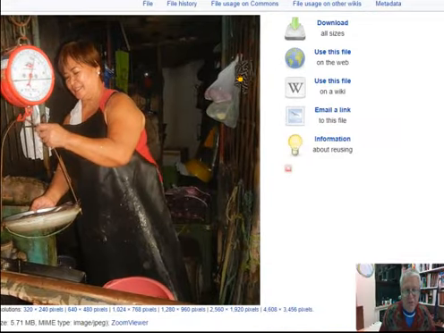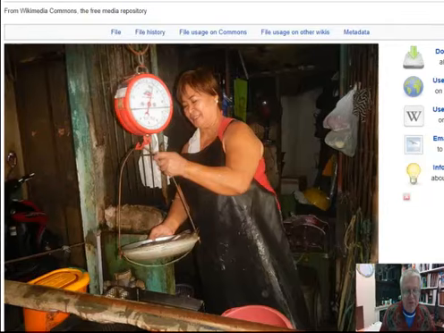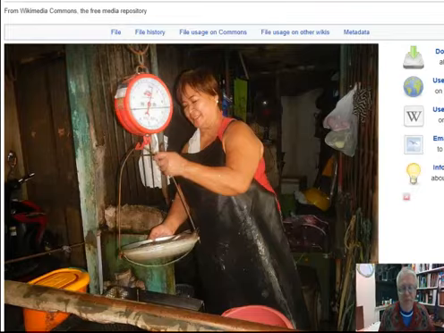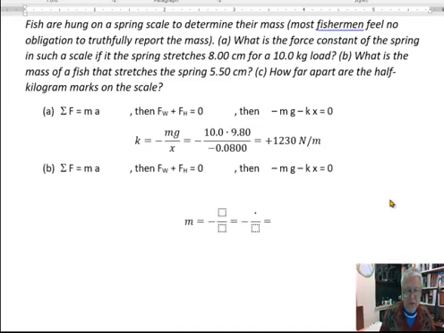By the way, I did find a photo for that. So this would be here at a fish market in the Philippines, and the spring actually would be in the meter here, and she is actually weighing fish. All right, going to get a little pause here to do the second part.